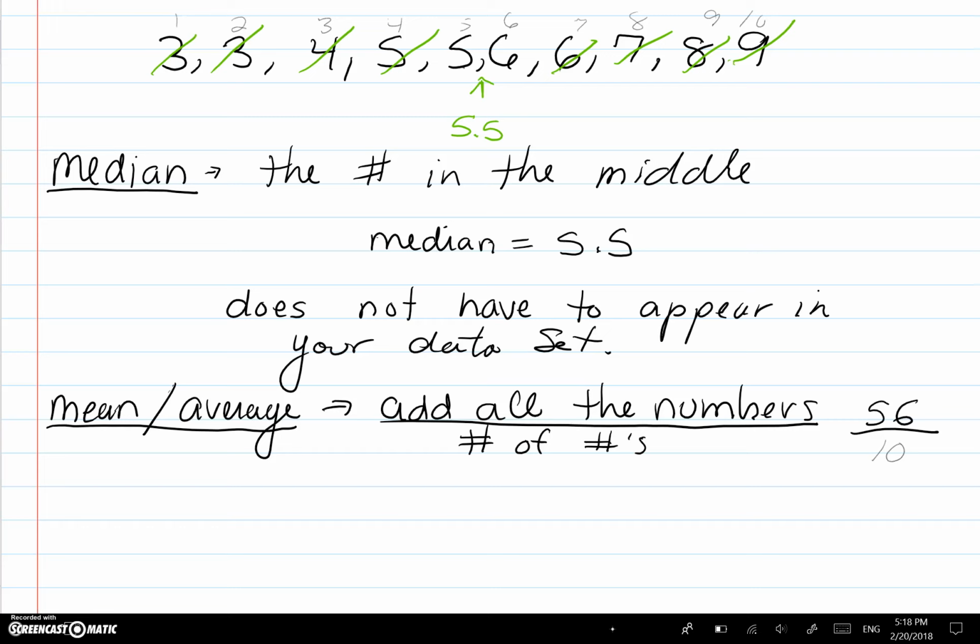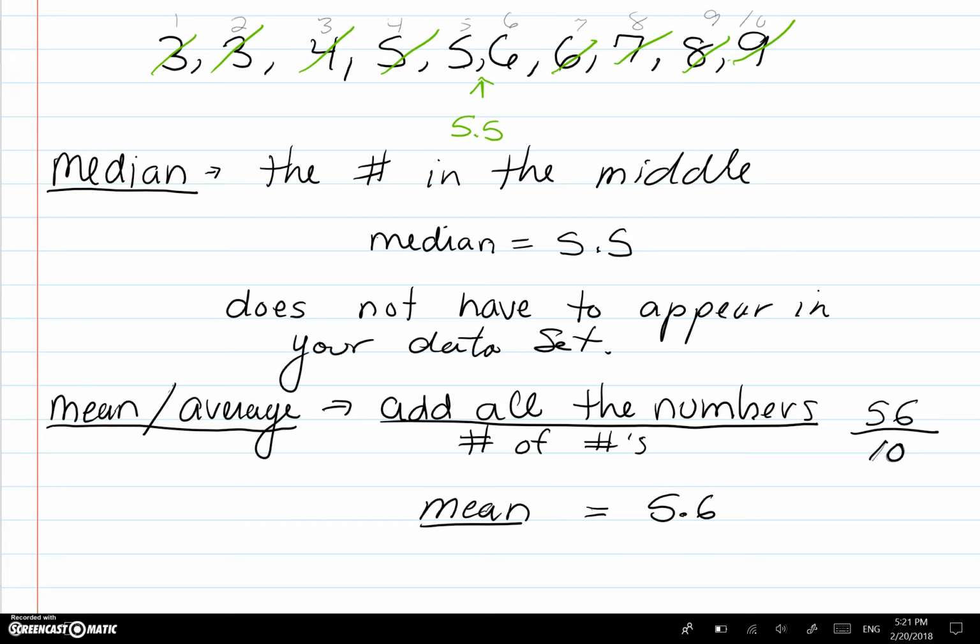divided by 10. Let me just double check that math, because we want to make sure we get it right. Yes, it's 56 divided by 10. Now 56 divided by 10 is 5.6. So my mean is 5.6. Now I know this is a lot of information to remember. We're going to pause here, so go ahead and hit pause until everyone has all this information down.